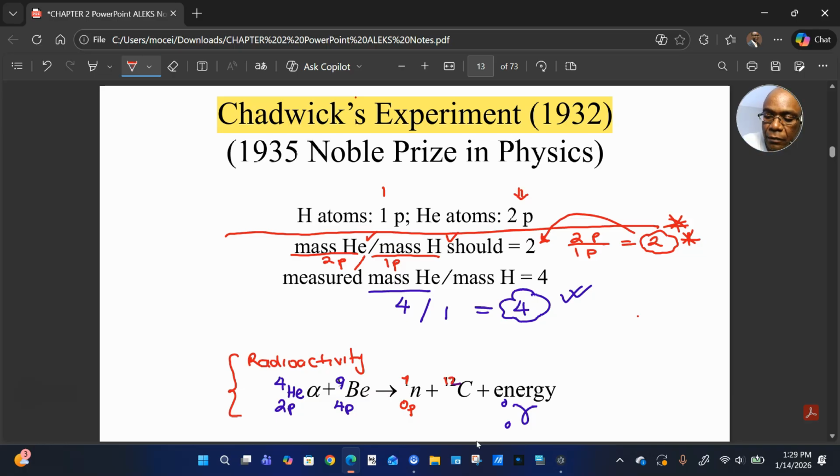Alongside that, carbon-12 was produced, a carbon with a mass of 12 and 6 protons. So he called this other particle a neutron.